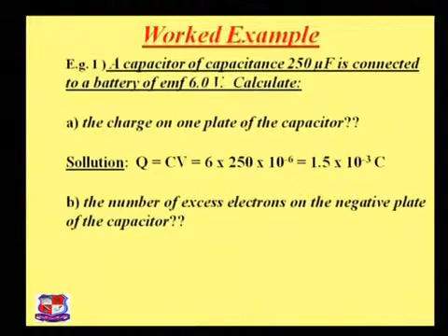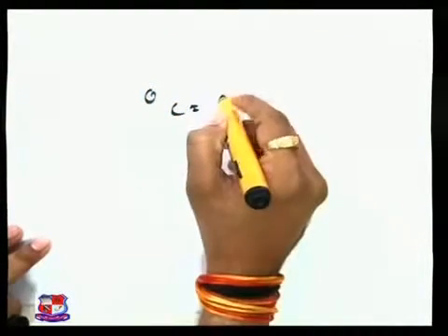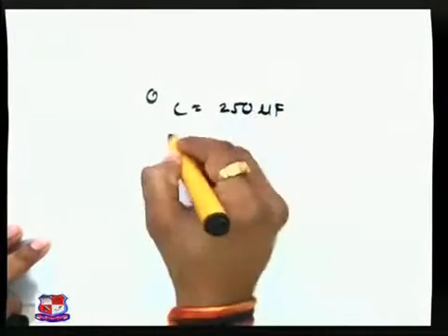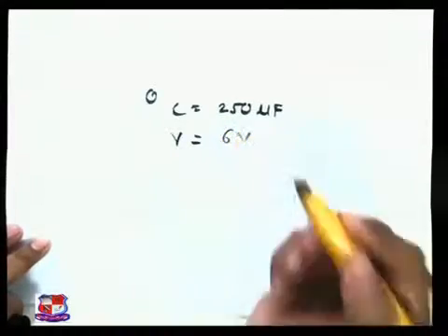Let's go through one example. A capacitor has a capacitance of 250 microfarad and is connected to a battery of 6 volts. So the capacitance is C equals 250 microfarad and the voltage V is 6 volts.